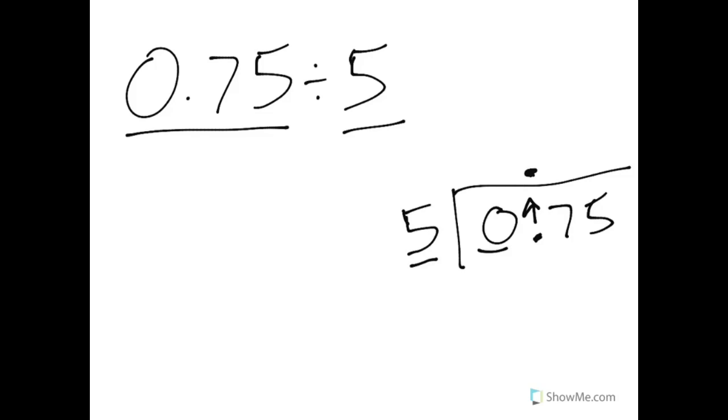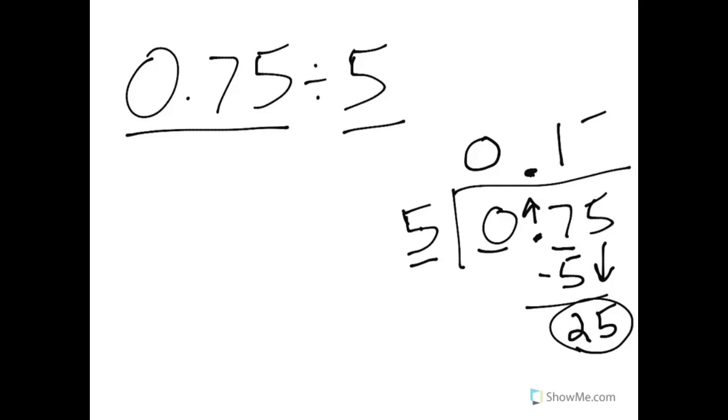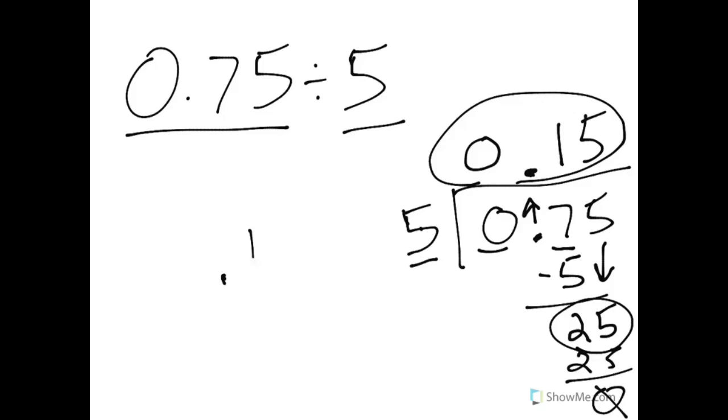Okay, does 5 go into 0? No, it doesn't. It goes into 0 0 times. Does 5 go into 7? It does go into 7. It goes in 1 time. 1 times 5 is, of course, 5. I subtract. Gives me 2. Bring down my 5. And now, does 5 go into 25? It does. It goes in 5 times. 5 times 5 is 25. Subtract, I have 0. There's nothing left to bring down. My answer then becomes 15 hundredths, or 0.15.